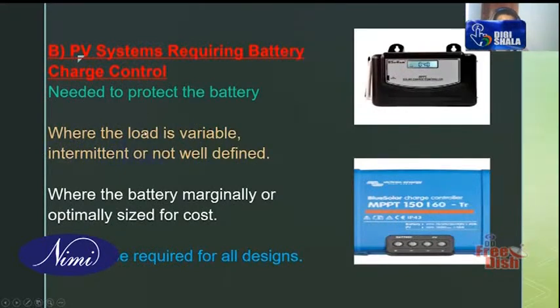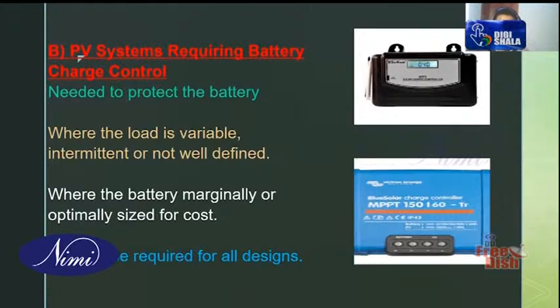Okay, our problem with the solar system, you know, is that our solar output is continuously varying. It is not a constant supply. It depends upon the time, the weather, and the position of the sun with respect to your solar system. So the radiation you receive keeps changing, so the output is also varying.